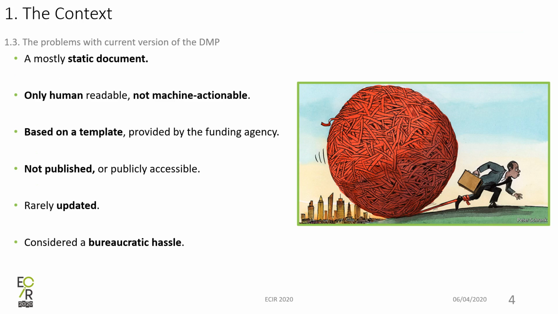So what's the problem with the current DMPs? Well, mostly they are seen as static documents. They're a text document that is produced at the onset of a project and never looked at again. So it's typically only human readable, not machine actionable, and it's based on a template provided by the funding agency. It's hardly ever published and rarely updated, and it's considered red tape.